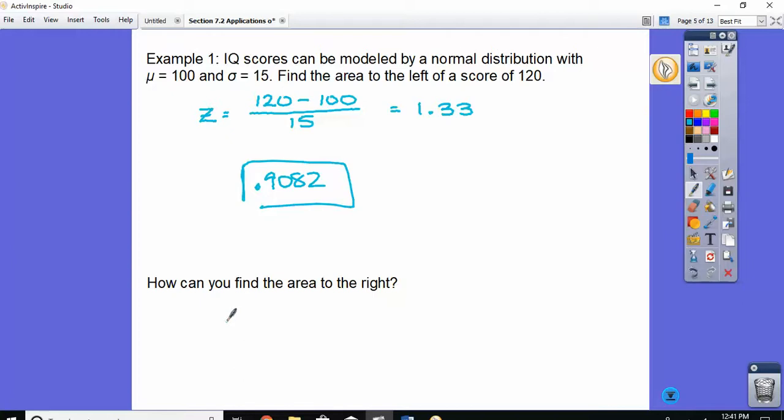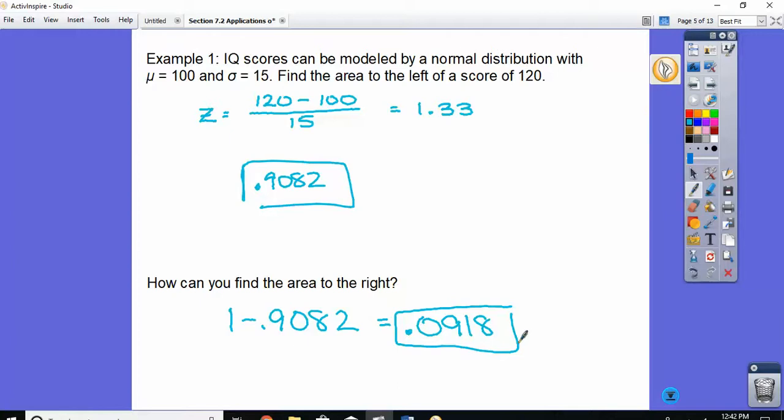So how would I find the area to the right? 1 minus 0.9082. Make it 0.0918. Questions there? Okay, I'm going to put up a few and we're just going to practice reading from this table.